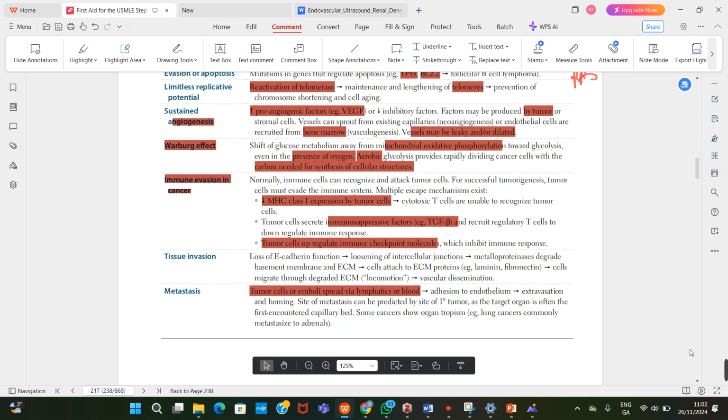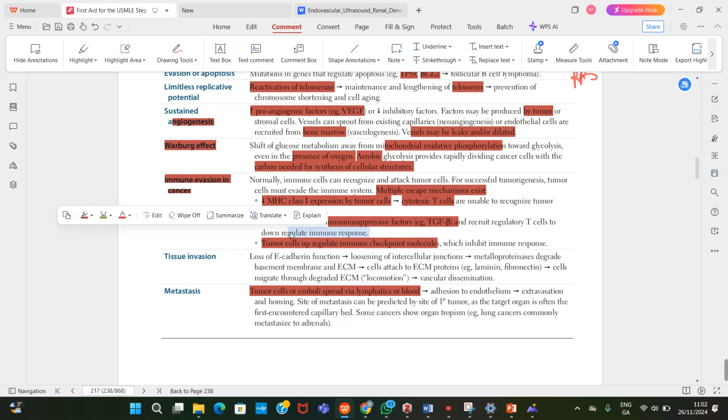So they have developed for themselves three escape mechanisms. Number one is that they will downregulate MHC class 1 on the tumor cells, so that your cytotoxic T cells will not be able to recognize the tumor cells. Does that make sense to us? Yes. The second thing is that they will release immunosuppressive factors like transforming growth factor beta, so that you can dampen the immune response.